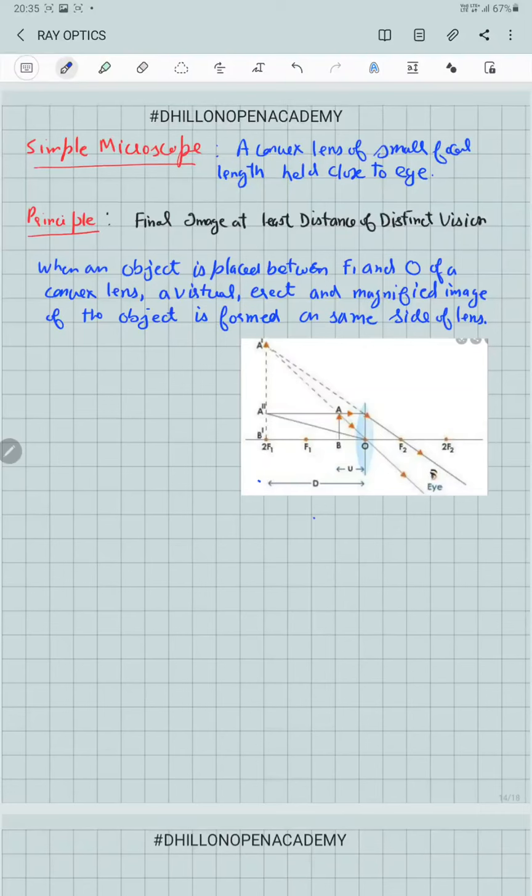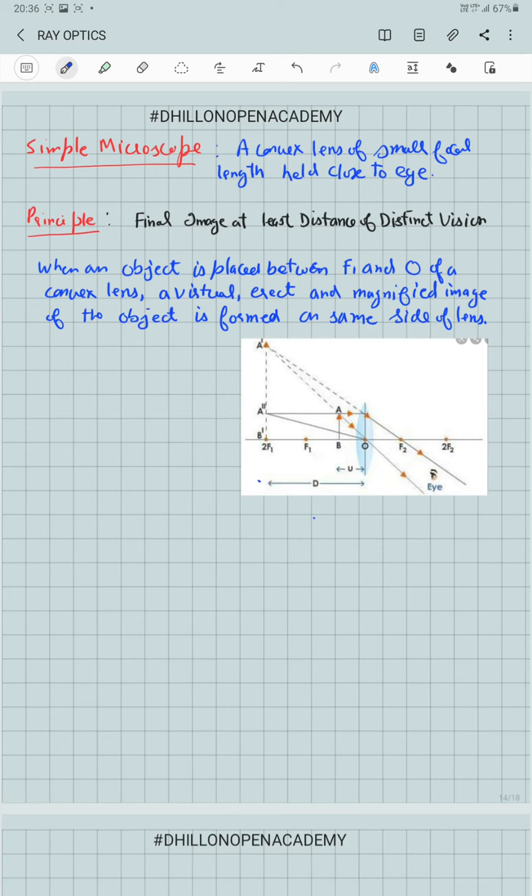Next part, now we are discussing the simple microscope, which is also known sometimes as a reading glass. A convex lens of very small focal length, when held close to the eye, behaves as a simple microscope. Working principle: when the final image is obtained at the least distance of distinct vision.